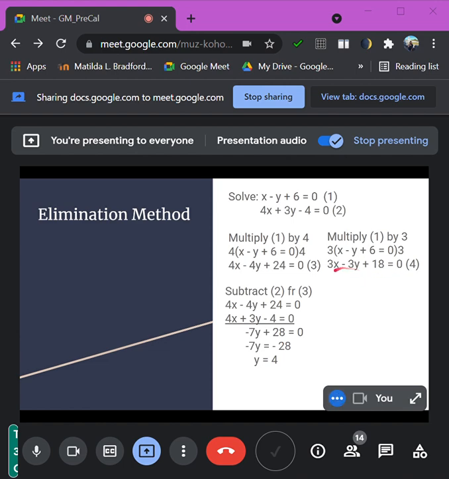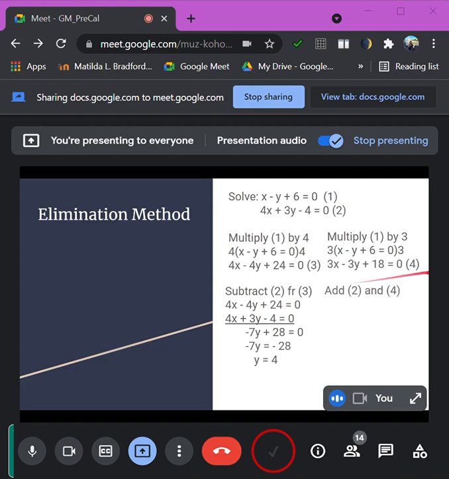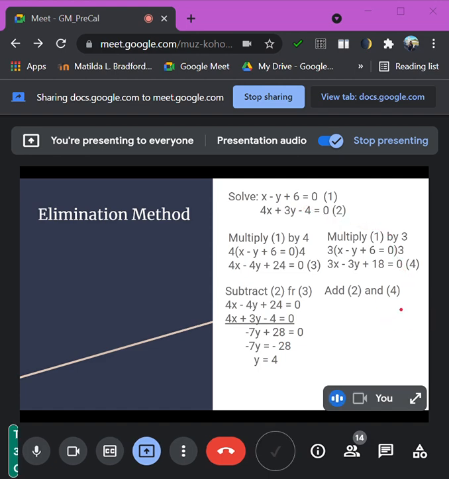So, I'm on equation number 4. Okay? And then this time I'm adding. So what am I adding? If I add negative 3y or positive 3y, that is equivalent to 0. Okay, remember, once you eliminate, only addition and subtraction are used.